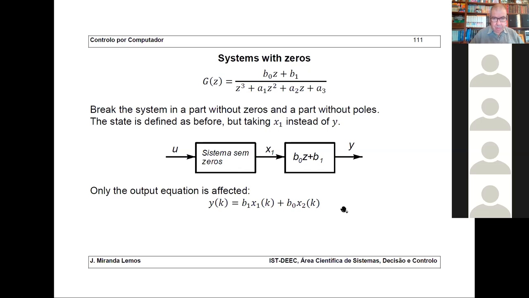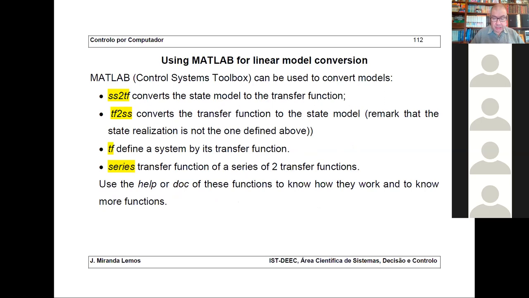Okay. Now you have to learn how to do this because it's important for thinking about the system. But MATLAB has a number of functions to manipulate and to create state models. For instance, ss2tf transforms a state space model to a transfer function model. Not exactly the method that I gave you. tf2ss transforms a transfer function model to a state space model, which is another realization. So the state is not necessarily the one that we have. Okay.